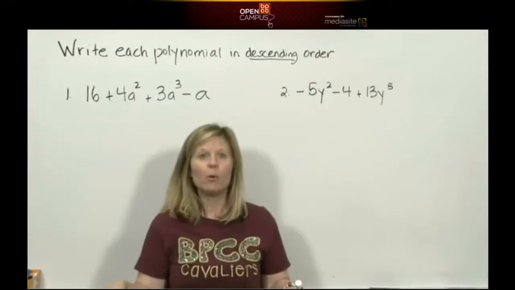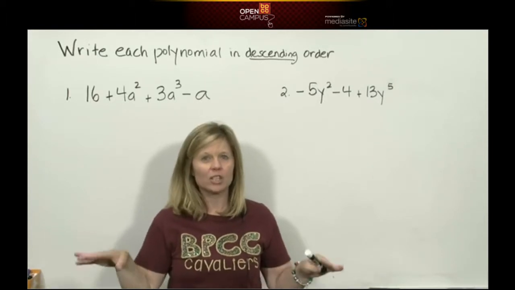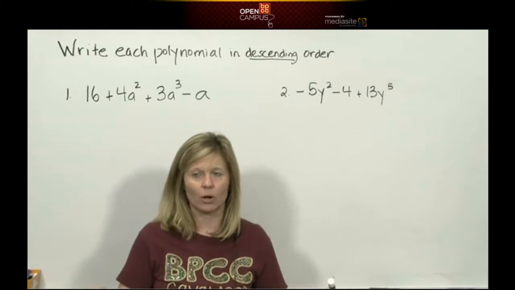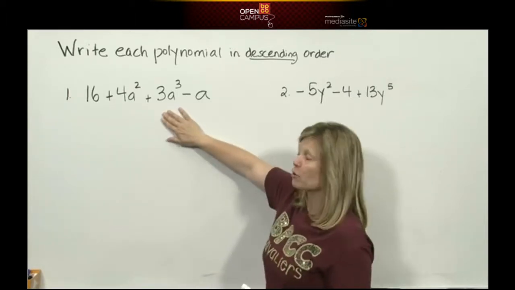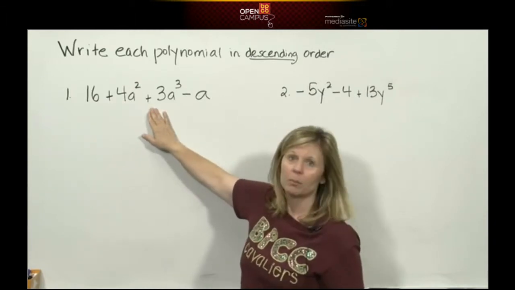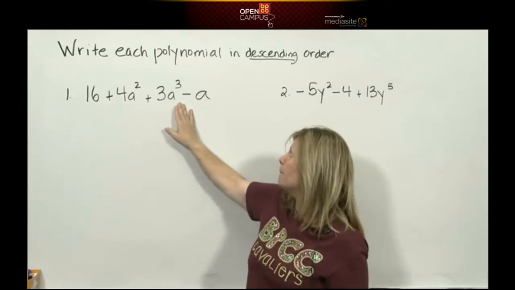Okay, so we're in 1.4, and now we're going to actually do some math. We're going to write polynomials in the correct descending order. So everybody look here at my first polynomial: 16 plus 4a squared plus 3a cubed minus a.